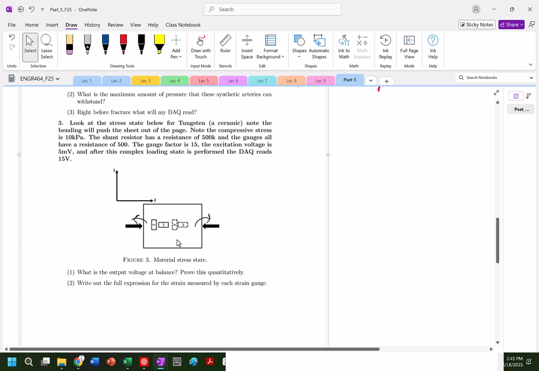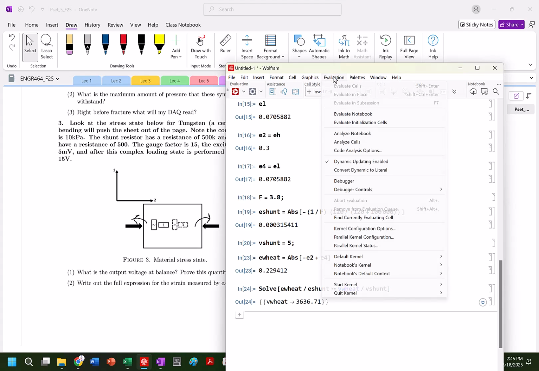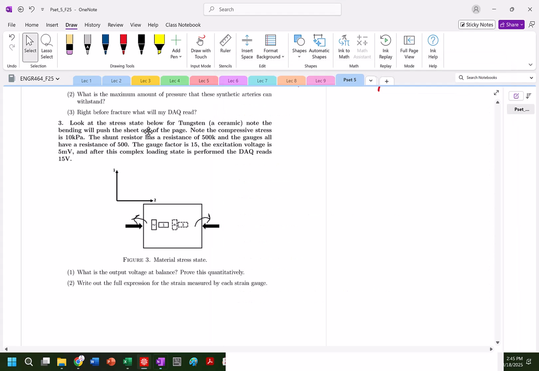So what we're going to have to do here, now we're dealing with a ceramic. So let's go ahead and quit this out here. Good. Tungsten, a ceramic. Bending will push the sheet out of the page. Compressive stress here is 10 kilopascal. Shunt resistor is this. The gauges all have resistance of 500 ohms. Gauge factor is 15. Excitation voltage is this. Complex rotating state, the DAC reads.